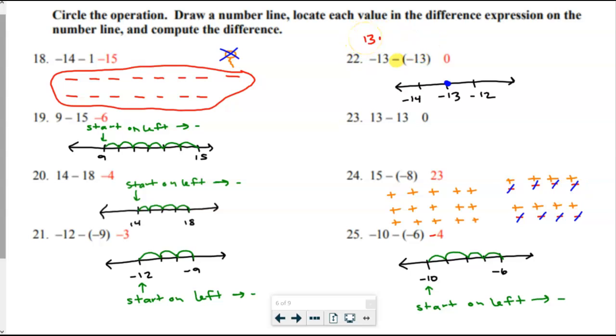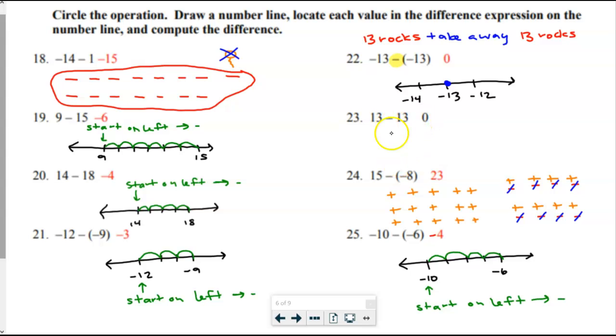Negative 13, I can think about that as 13 rocks. We are subtracting, so I should take away what? It says negative 13. So 13 rocks take away 13 rocks. And what's 13 rocks take away 13 rocks? We would have 0 rocks.